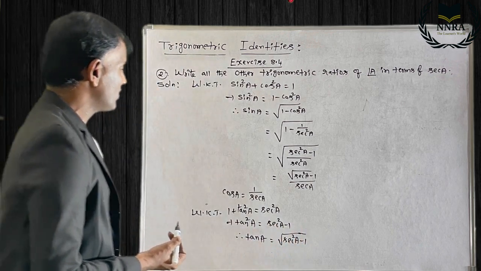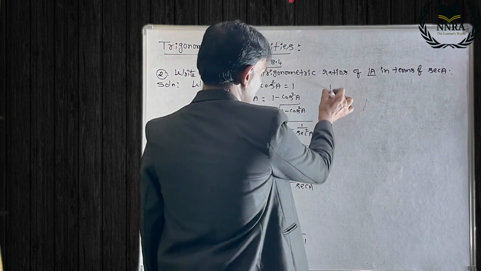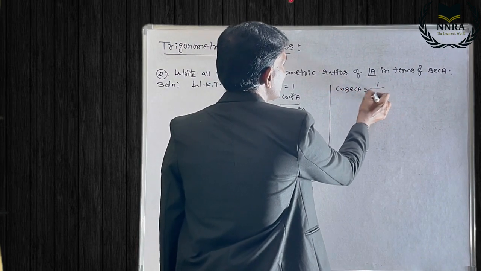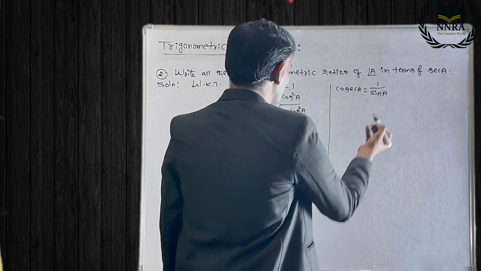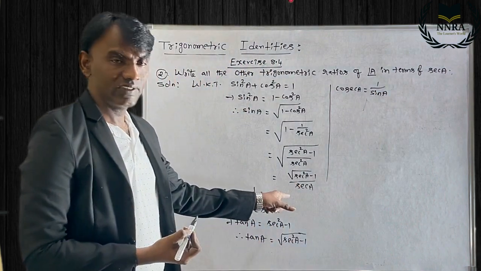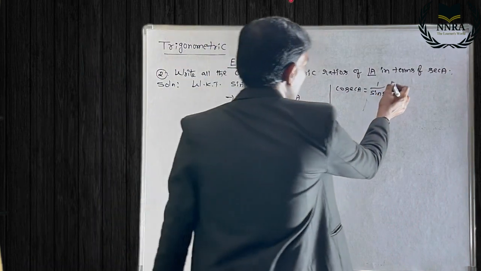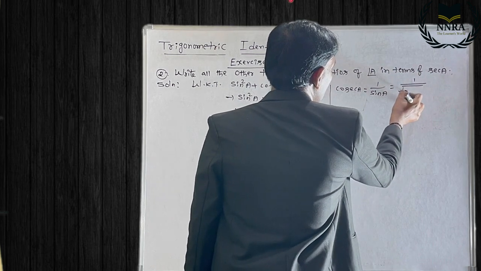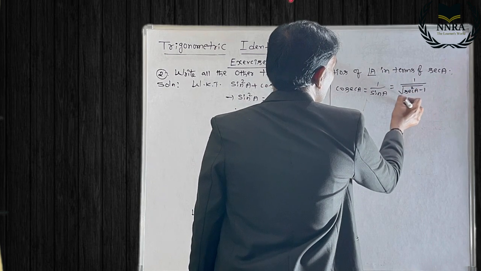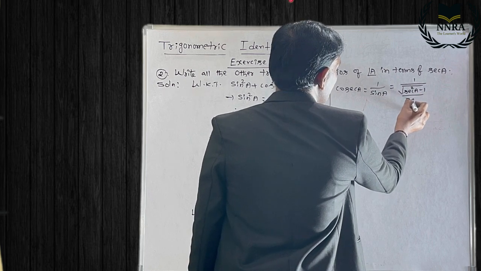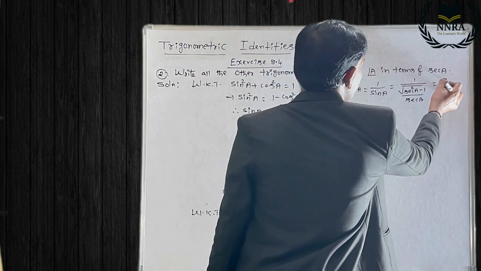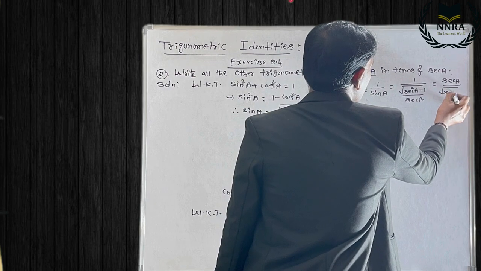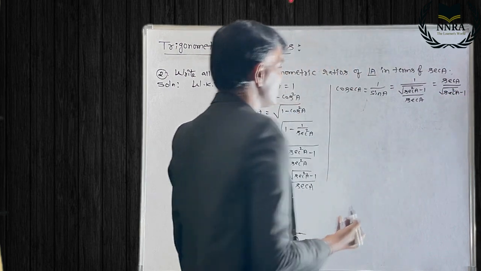And coming to the fourth one, cosecant. Generally cosecant A can be written as 1 by sin A. And we know very well the value of sin A. Now here 1 by sin A means how to write this? 1 by square root of secant square A minus 1 divided by secant A. And this can be written as secant A divided by square root of secant square A minus 1. That is the answer.